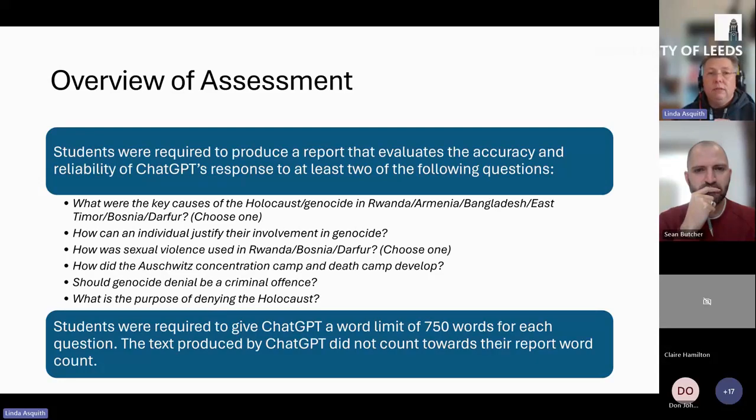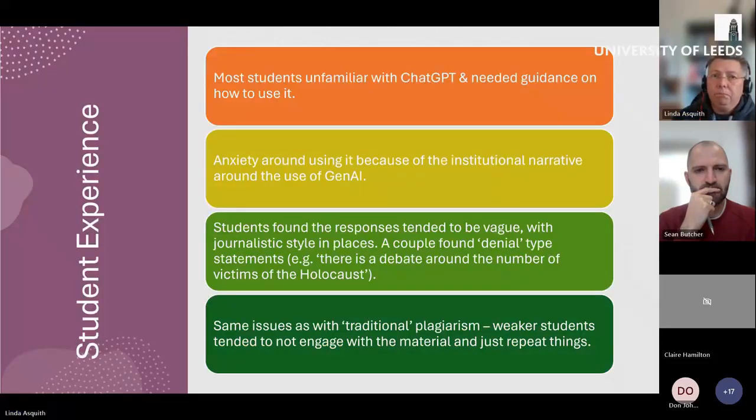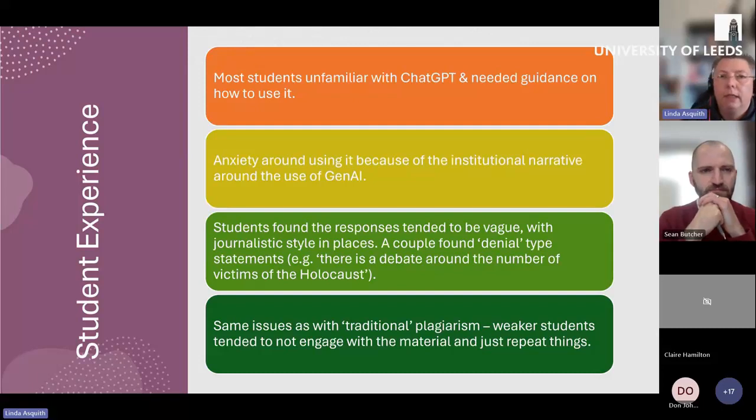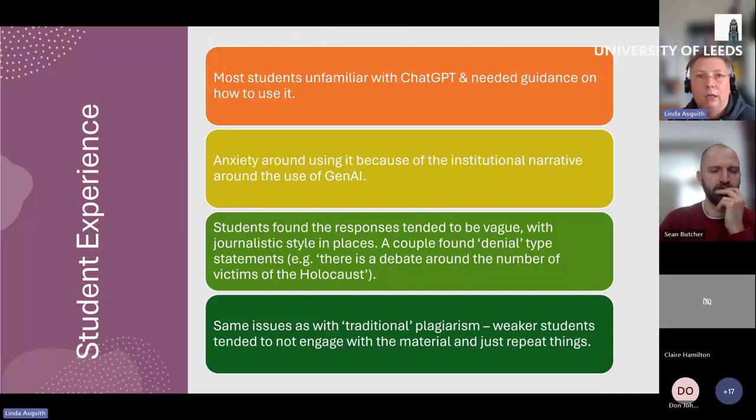So in terms of the student experience, at this time, which was December, January this year, most students were unfamiliar with ChatGPT and they needed guidance on how to use it. So I demonstrated how they would use it, how to create an account and so on. And this was ChatGPT 3. So there are 2 models of ChatGPT, ChatGPT 3, which is free, ChatGPT 4, which is a paid for subscription service. And there are important distinctions between them, which I'll mention later.